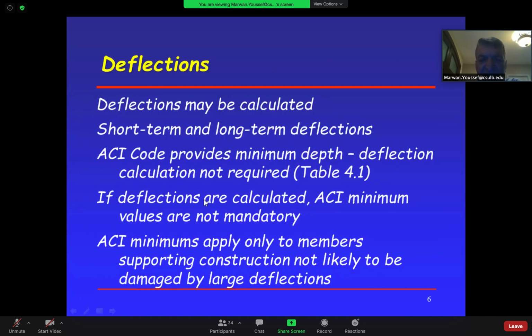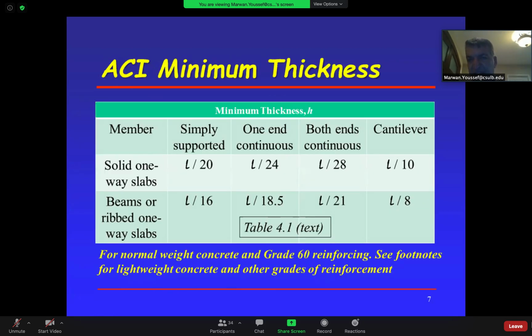If deflections are calculated, ACI minimum values are not mandatory. So if you choose, say, you know what, I'm going to calculate the deflections and compare them with the allowable. The code will also give you an allowable. We're going to see that in chapter 7. So you can calculate the deflection, and then if you are less than the allowable, you're okay.